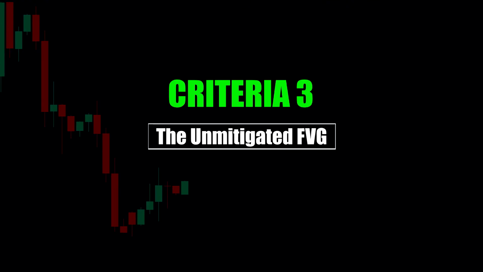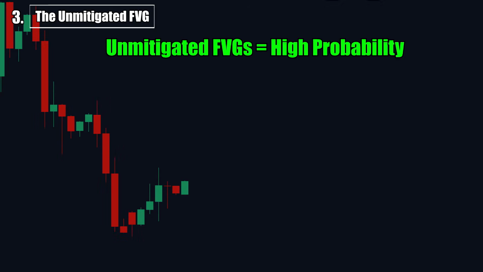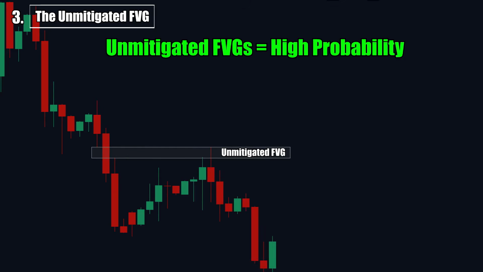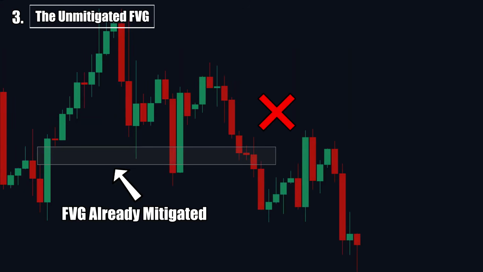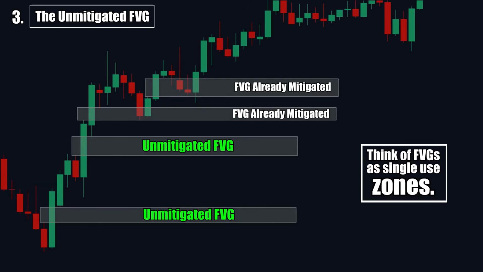And the third criteria is unmitigated FVG. A high-quality FVG must remain untouched, in other words, unmitigated. Once price has returned to fill or interact with a gap, it loses its edge as a trade setup. Think of FVGs as single-use zones. After they've been mitigated, they're no longer reliable for entries.